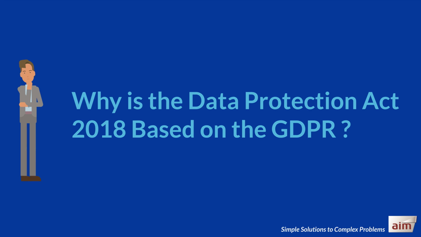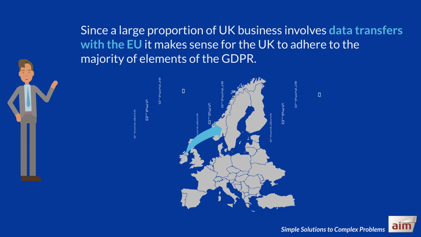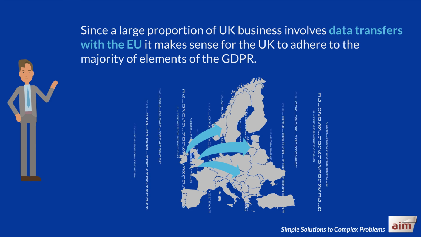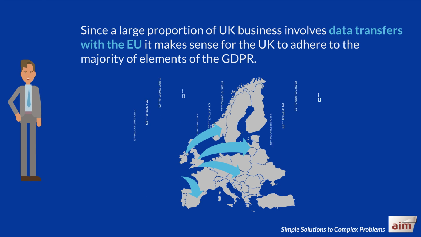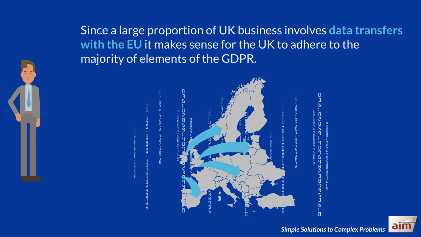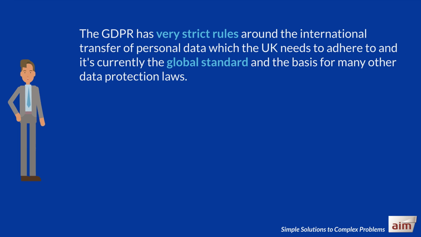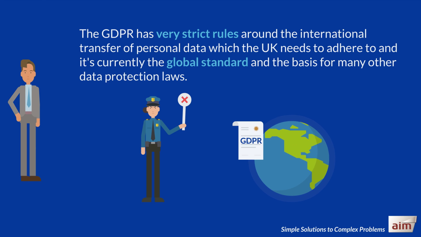Why is the Data Protection Act 2018 based on the GDPR? Since a large proportion of UK business involves data transfers with the EU, it makes sense for the UK to adhere to the majority of elements of the GDPR. The GDPR has very strict rules around the international transfer of personal data, which the UK needs to adhere to, and it's currently the global standard and the basis for many other data protection laws.